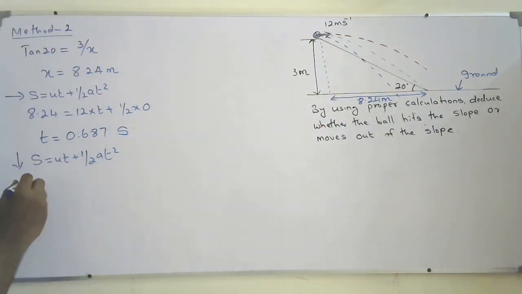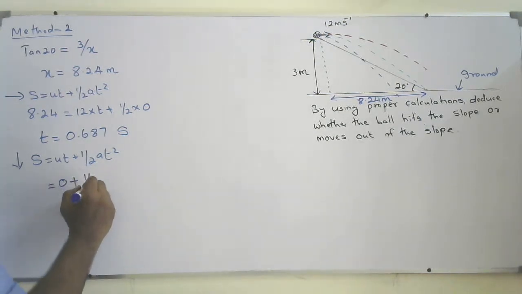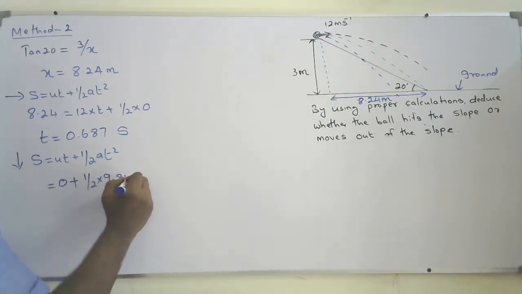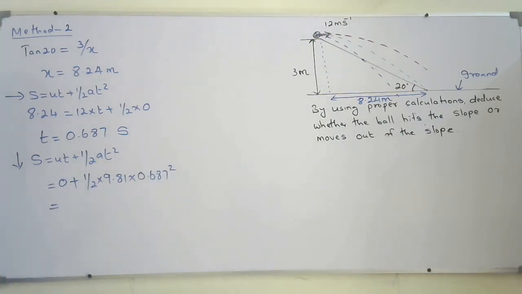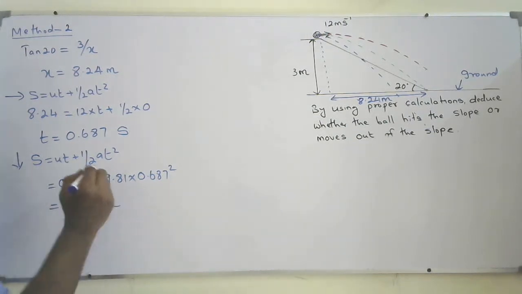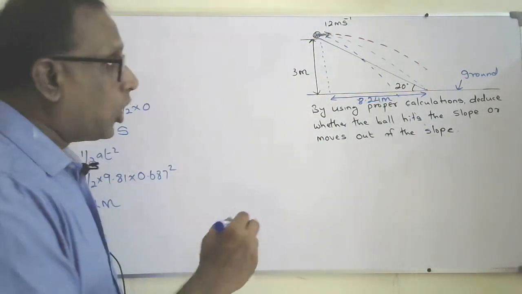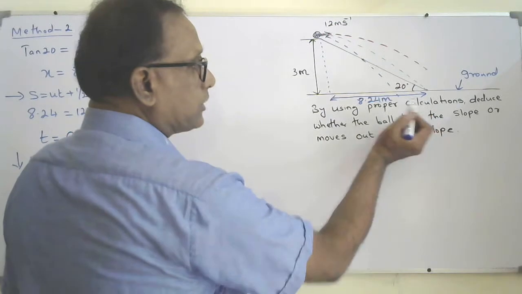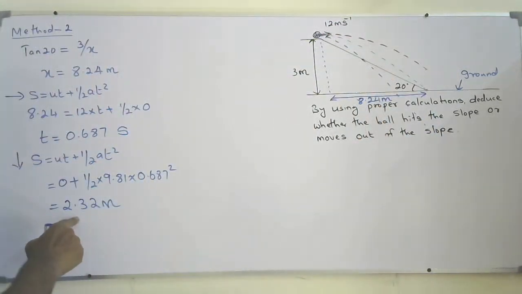Okay, so we'll find the vertical displacement. That is going to be 0 because it was projected horizontally, plus half into 9.81, 0.687 squared. So that value will be equal to 2.32 meters. That means 2.32 meters is less than 3. So when the ball completes a horizontal displacement of 8.24 meters, it has fallen only 2.32 meters.